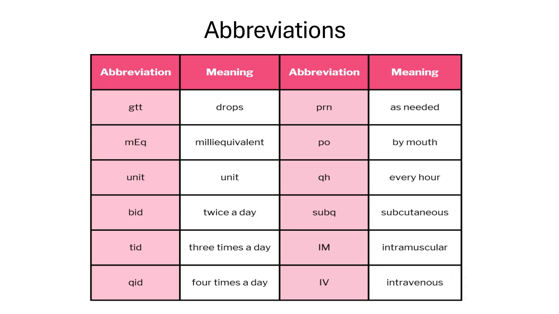Other important medical abbreviations, PRN, that is as needed. Then you have PO, that will give you by mouth. QH means every hour. Sub-Q means subcutaneous. IM means intramuscular, and IV means intravenous. So this chart will help you a lot to understand those medical abbreviations. And to be honest, you won't see more complex than this.